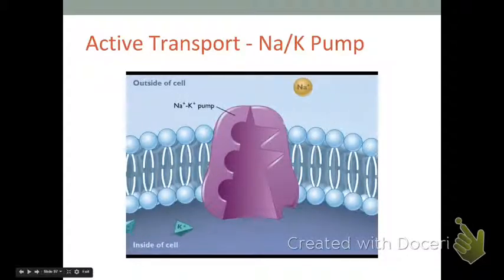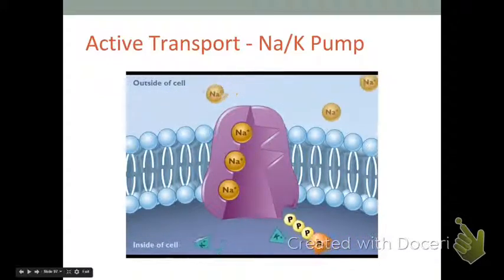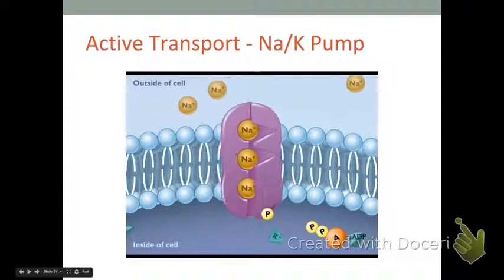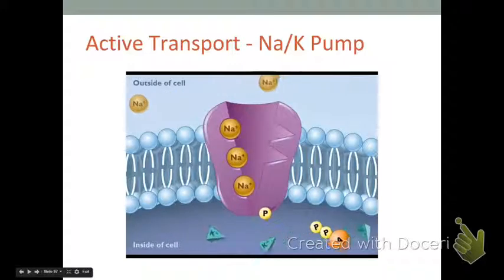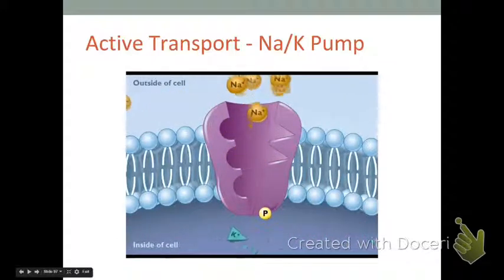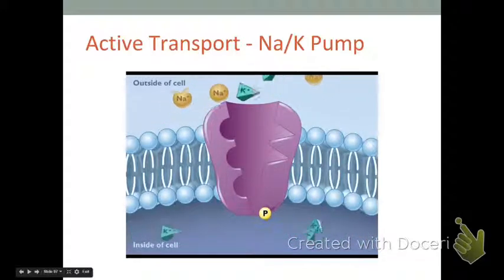The sodium-potassium pump is an active transport mechanism. 3 sodium ions bind to the protein channel, and an ATP provides the energy to change the shape of the channel, that in turn drives the ions through the channel. 1 phosphate group from the ATP remains bound with the channel. The sodium ions are released on the other side of the membrane outside of the cell, and the new shape of the channel has a high affinity for potassium ions, and 2 of these ions now bind to the channel.